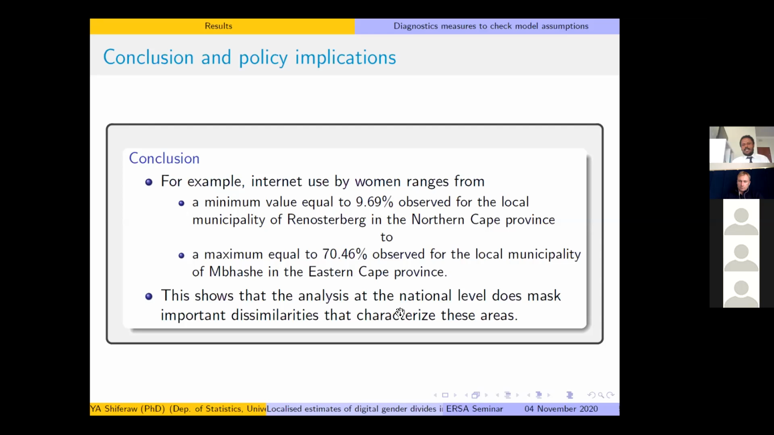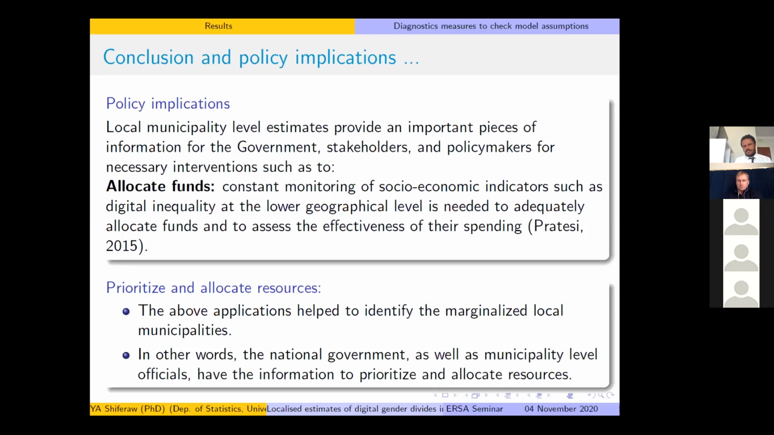So this shows that the analysis at the national level does mask important dissimilarities. When we go down to the local municipality level, it is easy to identify the municipalities at risk or with high digital inequality. This is one of the advantages of using small area estimation.